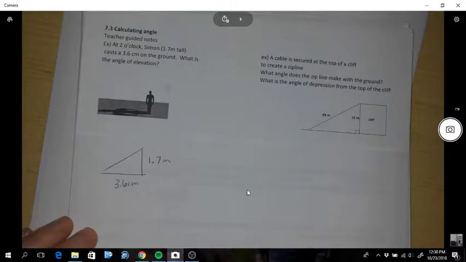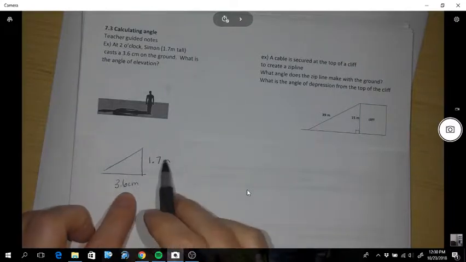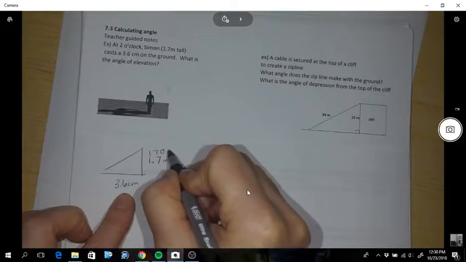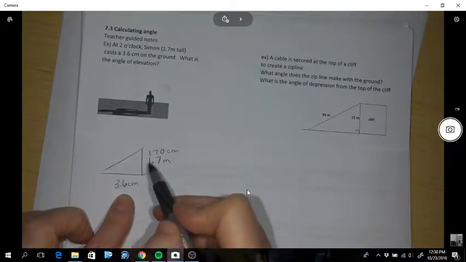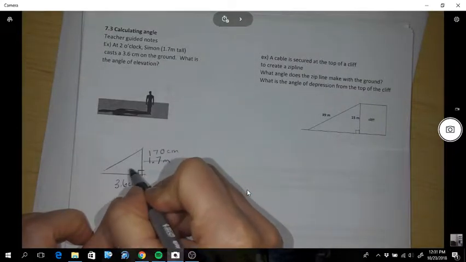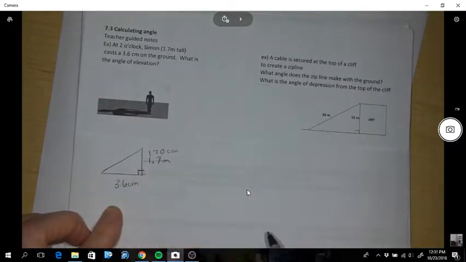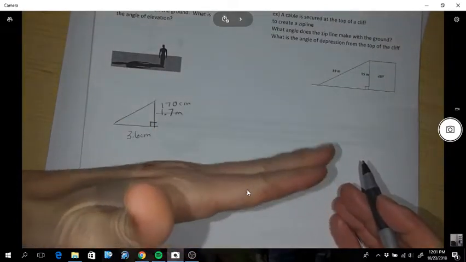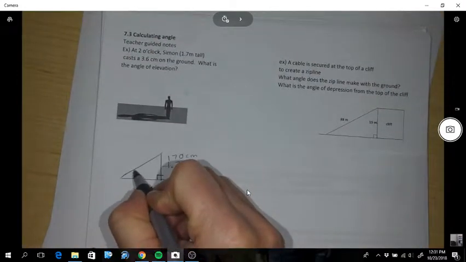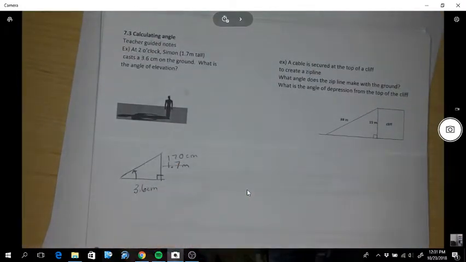Okay, so first of all, I don't like that it's centimeters and meters, so let's change this to centimeters. Okay, and then he's standing at a right angle. We want to know the angle of elevation, so that's like when you're flat and you angle up. So that's from here to here. That's the angle we're trying to find.